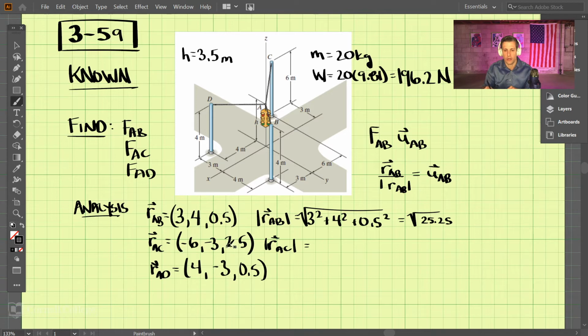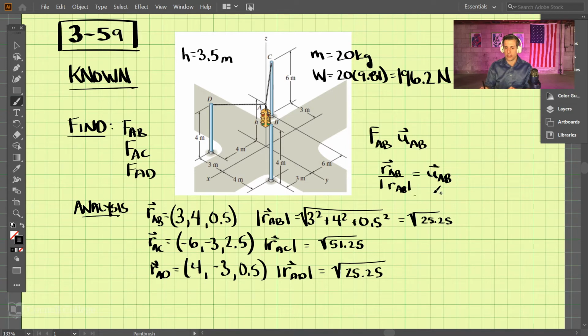All right, and for RAC, the magnitude, the length of RAC, we would do the same thing, -6 squared plus -3 squared plus 2.5 squared, and take the square root of that. And that comes out to be the square root of 51.25. And for RAD, the magnitude of RAD, 4 squared plus -3 squared plus 0.5 squared, and take the square root of that. And that's the same length as RAB, which is the square root of 25.25. All right, so we have the position vectors, we have their magnitude.